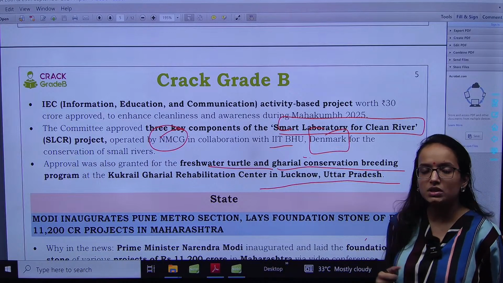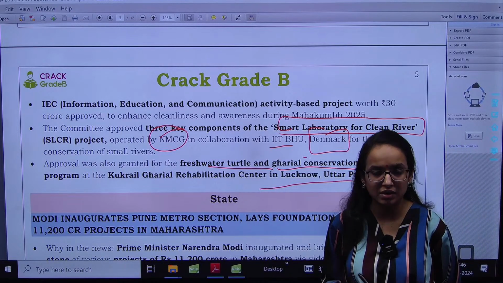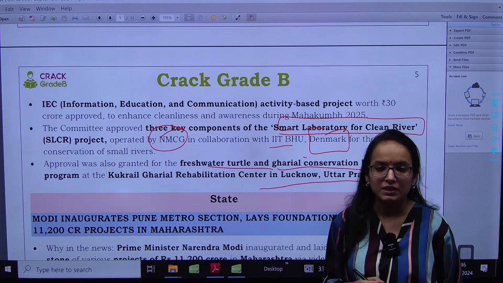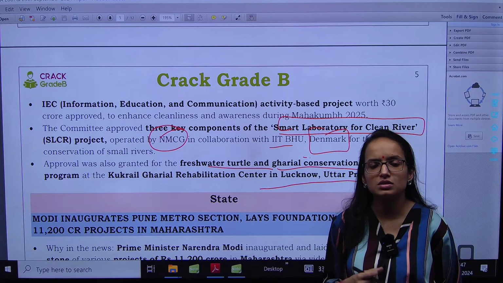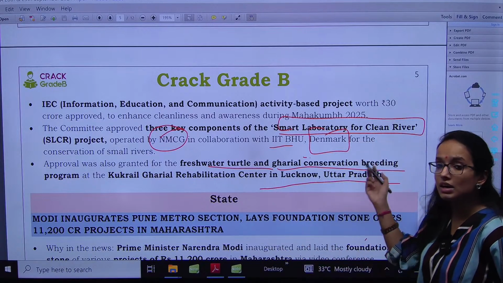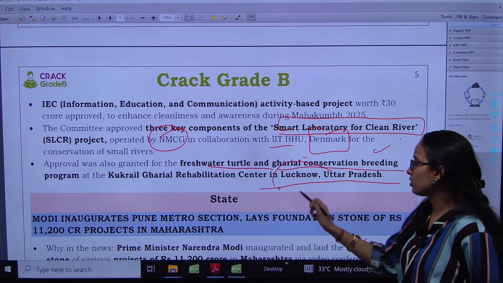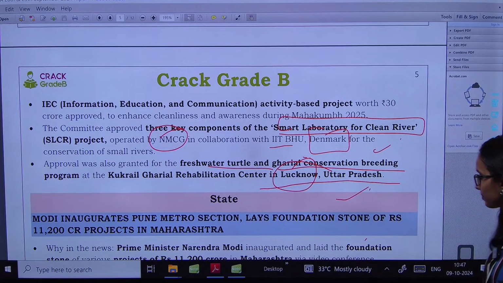The freshwater turtles, you must have heard about the olive ridley turtles, right? They are also facing a threat to their existence. So all these initiatives are there to protect freshwater turtles and the ghadials. And remember, there is this rehabilitation center for ghadial, the Kukrel Ghadial Rehabilitation Center. Where is it located? Lucknow, UP. Okay, this was about the national news.